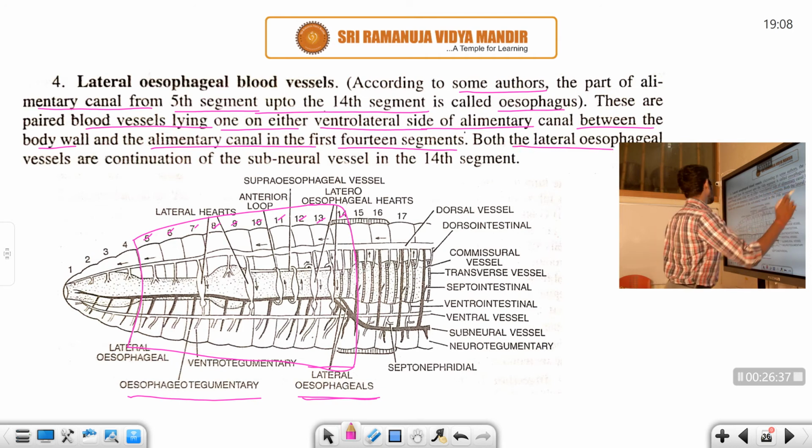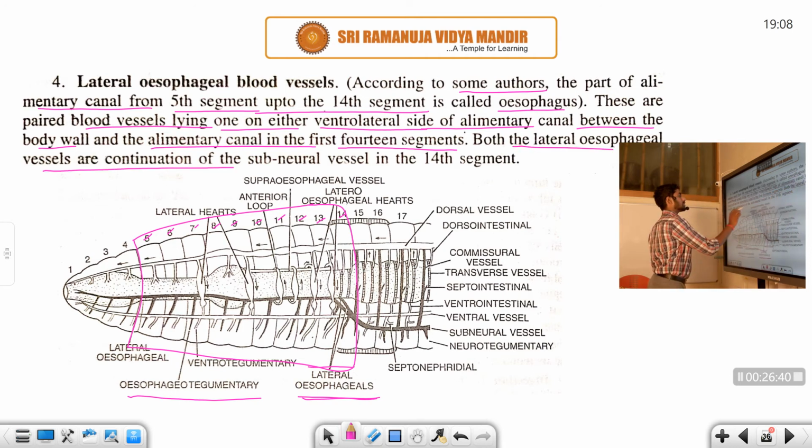So what can it do, student? Both lateroesophageal blood vessels are a continuation of the subneural blood vessels in the 14th segment. So what you understand now here? This black colored part is there, see this black colored area. I'm marking here, you can see. So this part, what is it called? Lateroesophageal heart. Where is it connected to? The subneural blood vessels. So the lateroesophageal blood vessels are connected to the subneural blood vessels.